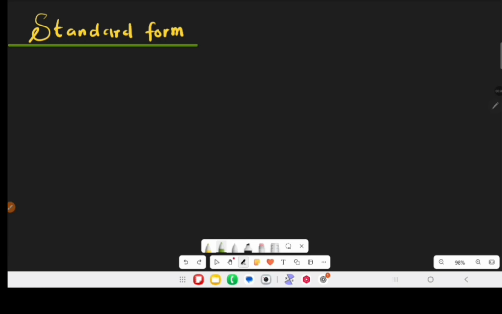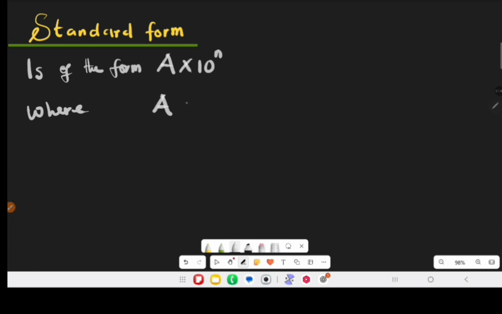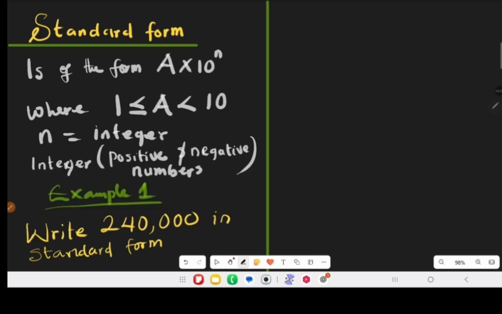Standard form is of the form a times 10 raised to the power of n, where a is a number less than 10 but greater than or equal to 1, and n is an integer. An integer is a positive or negative number. Now, example 1. Write 240,000 in standard form.